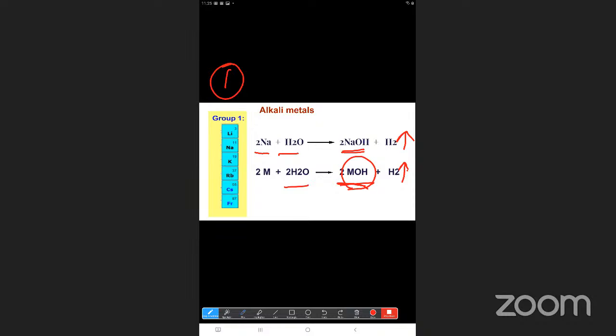Not only sodium, all the elements in this group. So that's why I have taken one more example. M is a metal and it reacts with water, forms metal hydroxide, and releases hydrogen gas. And all these metals have only valency 1. Every element in this group has valency 1. In the last shell, only 1 electron will be present.